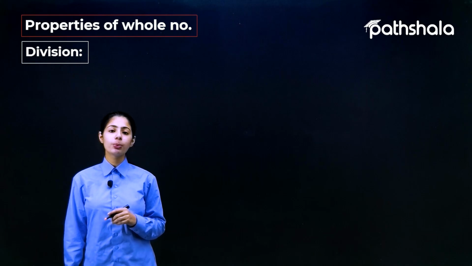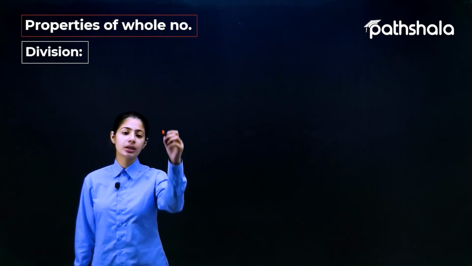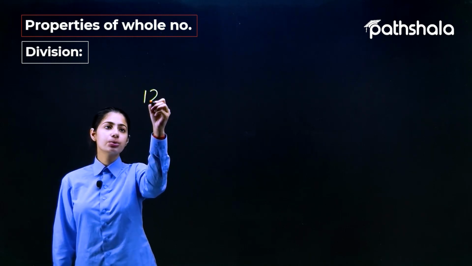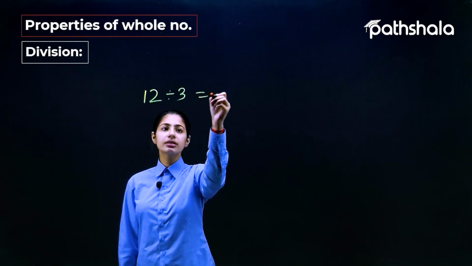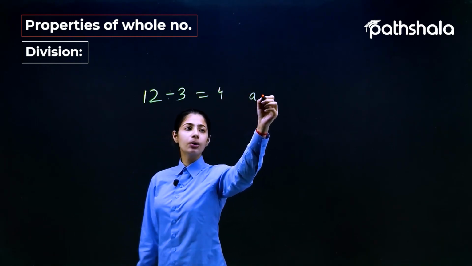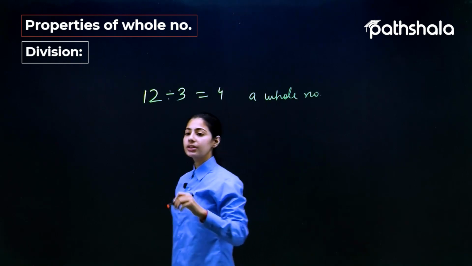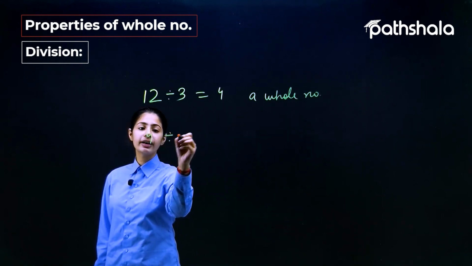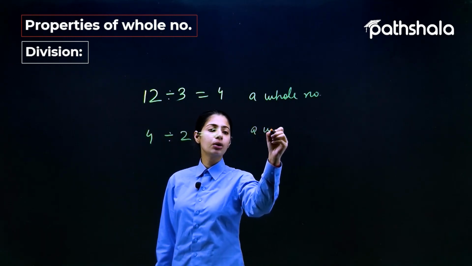Now, next property is division. Now we'll find out what we get on dividing two whole numbers. First is 12 divided by 3. Answer is 4, which is a whole number. Next is 4 divided by 2. The answer is 2, which is again a whole number.